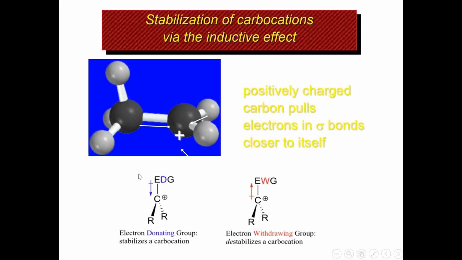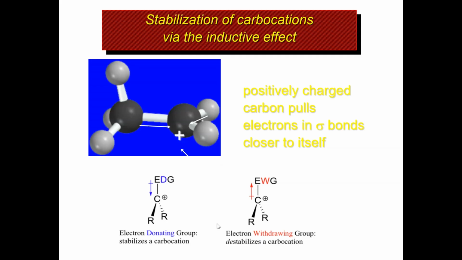Thus, an electron donating group adjacent to the carbocation donates electrons through its sigma bond, and it stabilizes the system. If there is an electron withdrawing group, it pulls the electrons and makes the carbocation much more unstable. The presence of an electron donating or withdrawing group in a ring system creates a permanent polarization in the molecule, and this effect, which operates through sigma bonds, is called the inductive effect.